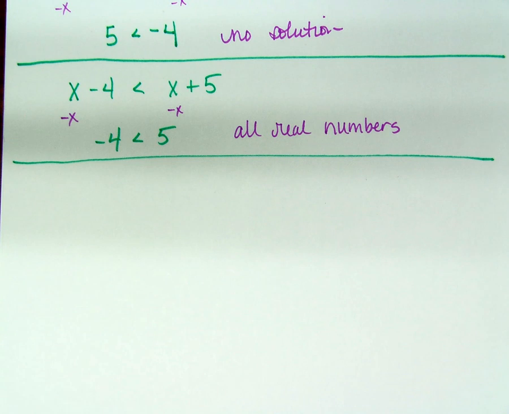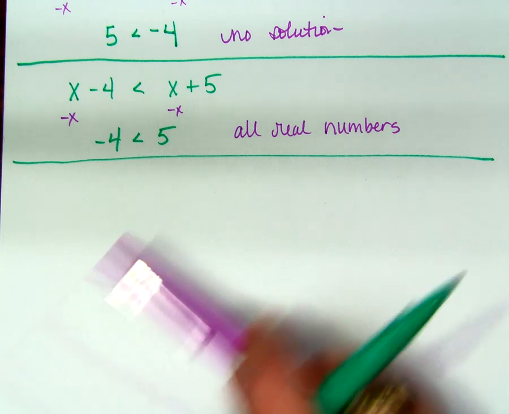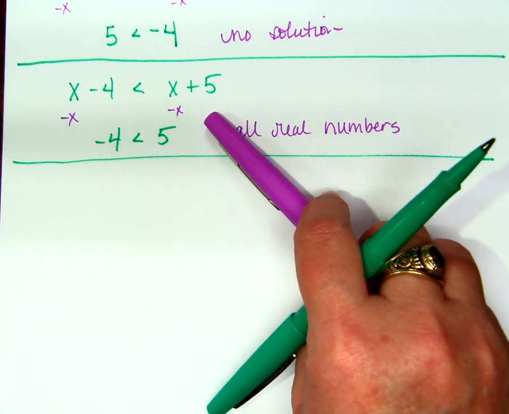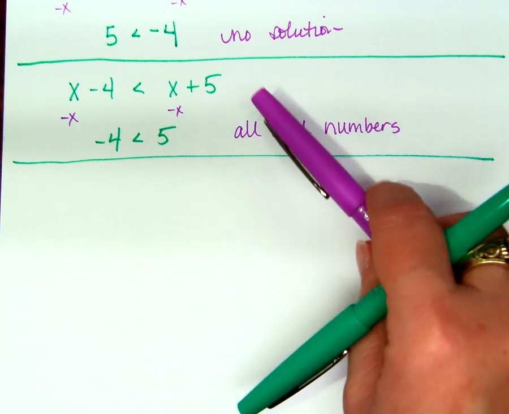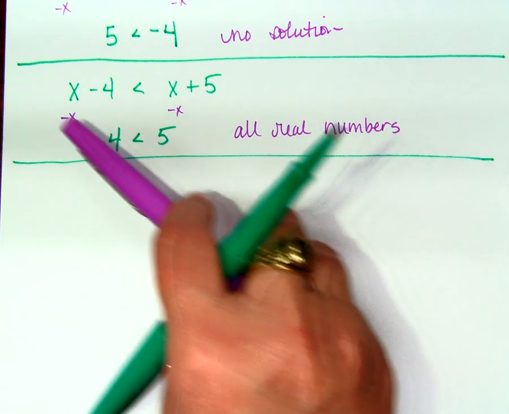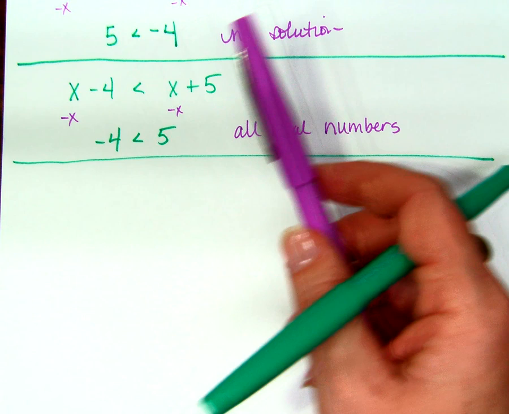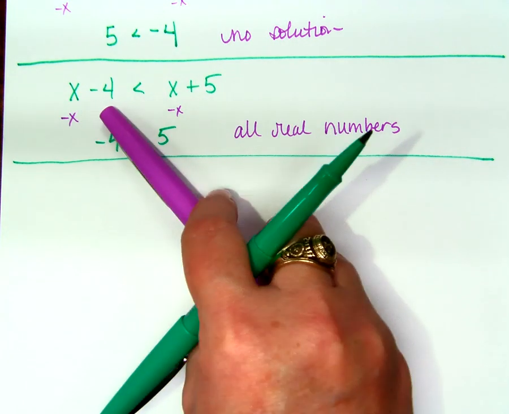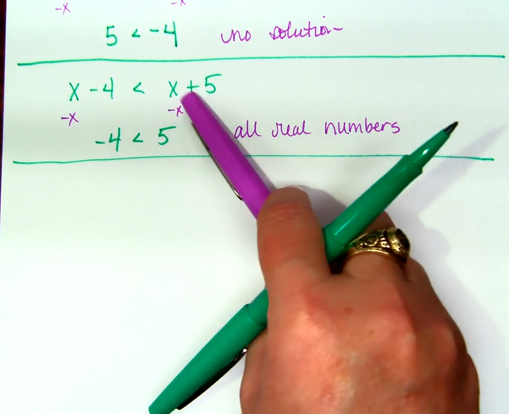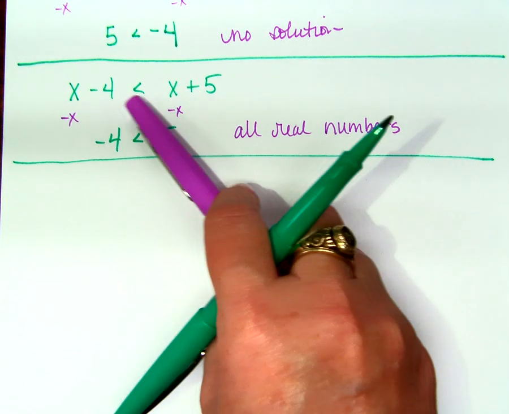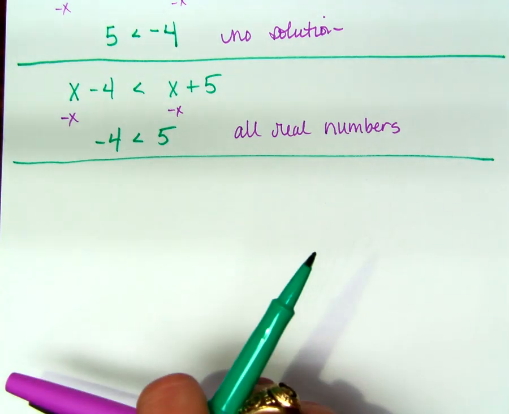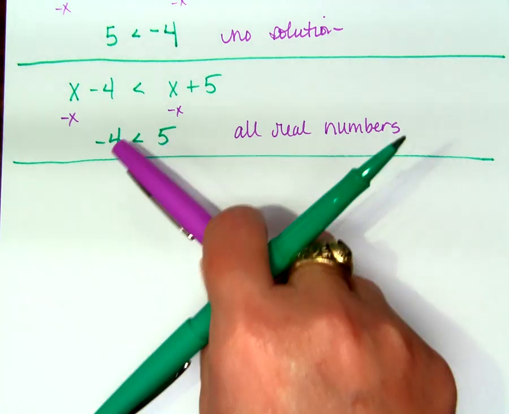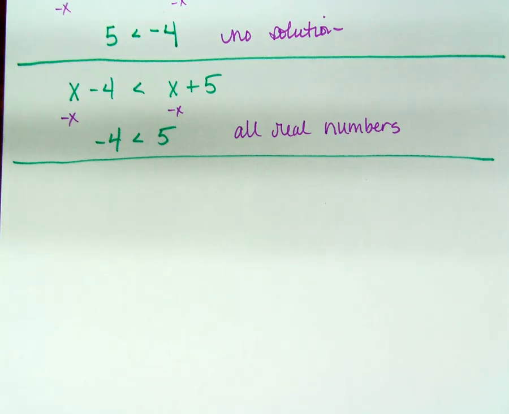Literally any value of x that I put into this inequality makes it true, right? That's exactly right, okay? So 10 should work, right? 10 minus 4 is 6. 10 plus 5 is 15. Is 6 less than 15? Literally any number that I choose for x will make this statement true. Okay? How do you feel about that?